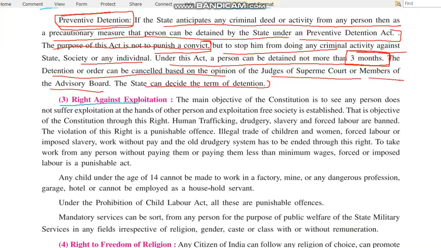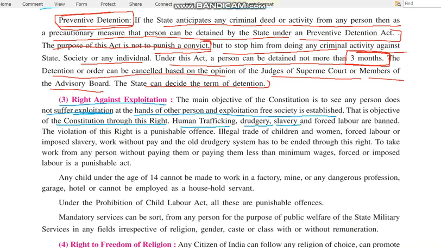Exploitation. Rights against exploitation. The main objective of the constitution is to see that no person suffers exploitation. Exploitation is to take undue advantage of a person. To take advantage of a person at the hands of other persons is called exploitation. It is to see that they are not exploited. That is the main objective of the constitution. Through this there is a right against human trafficking. Human trafficking is taking or selling human beings from one place to another.